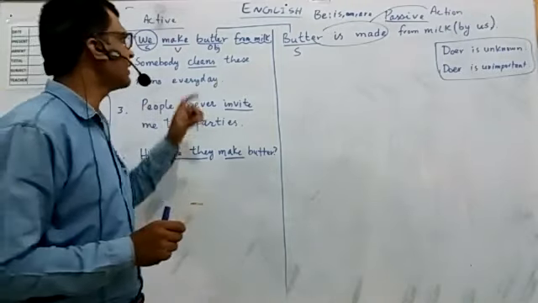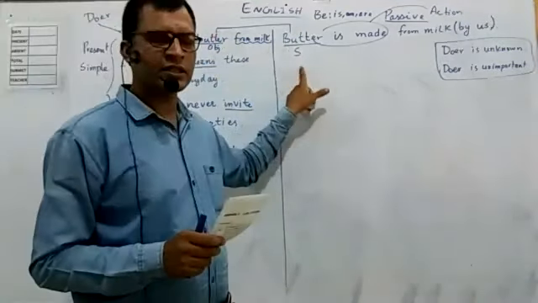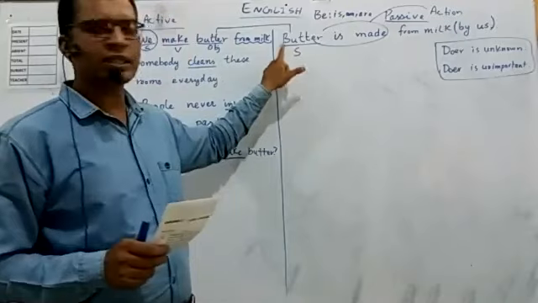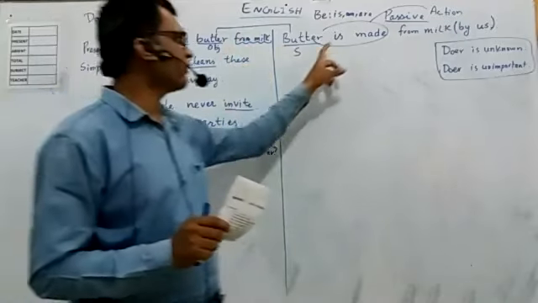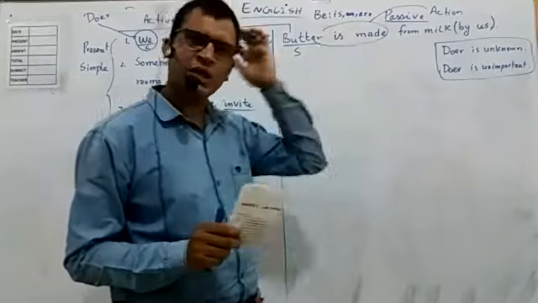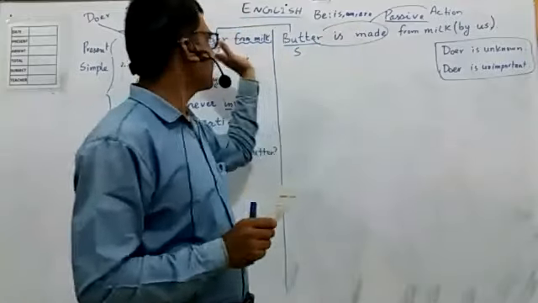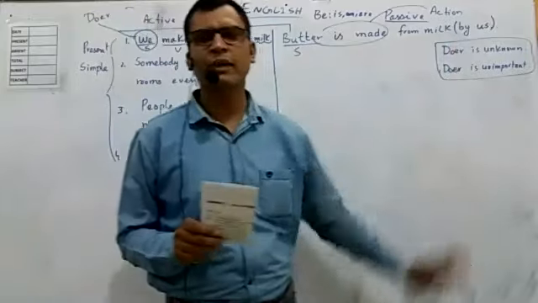Now, what we have done is we have taken the object as a subject, and because this object is singular and it is in present tense, therefore we are using "is," and then we are using the third form of the verb. Always in passive we use the third form of the verb. So "make" is changed into "made," and the prepositional phrase "from milk" will come as it is.